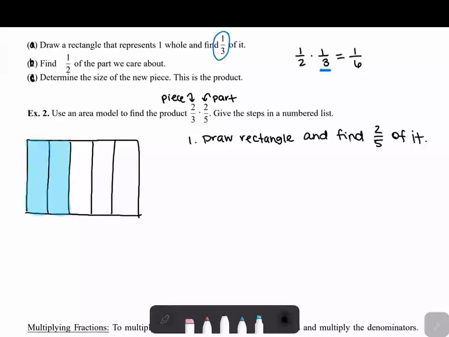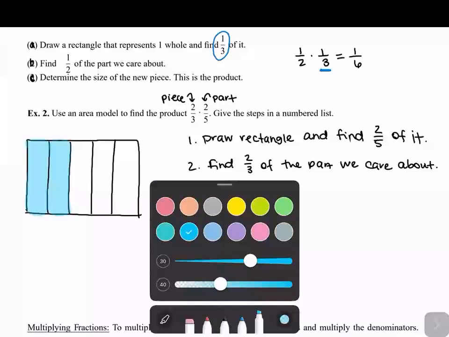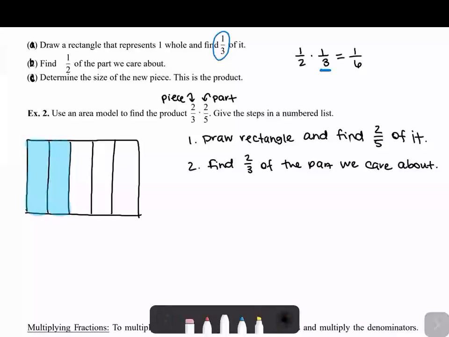The second thing we need to do, just like up here, is find the piece of it. So we need to find 2/3 of the part we care about. That's going to be the shaded part. So we're going to find 2/3 of the part we care about, and we're going to shade that like so. If we divide our 2/5, we're going to divide it into 3 parts. So we're going to draw these lines here, and then we're going to shade it. We're going to find 2/3 of it.